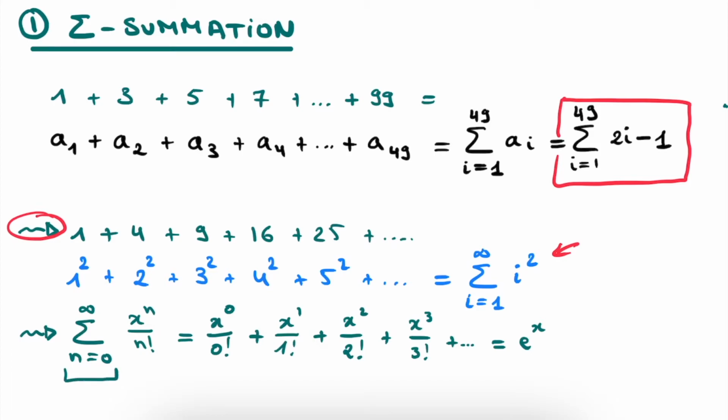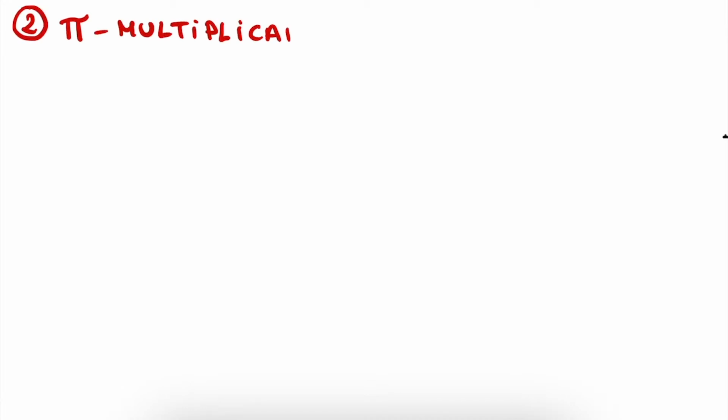At this point, I hope that you're now a bit more familiar with how to interpret this sigma summation. So now that you have a better understanding of sigma notation, we can go to the next symbol, which is the pi multiplication. And with the knowledge of the sigma summation, pi multiplication will be much more straightforward and easy to understand.